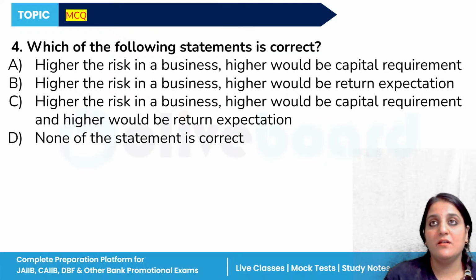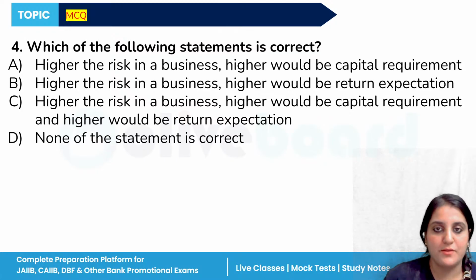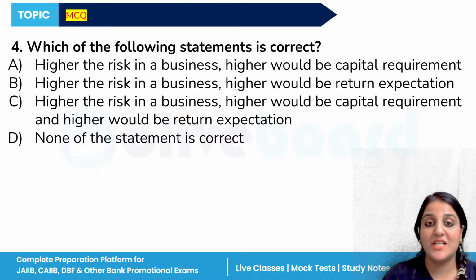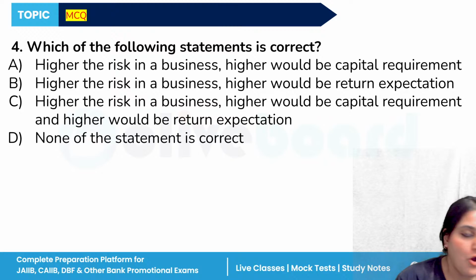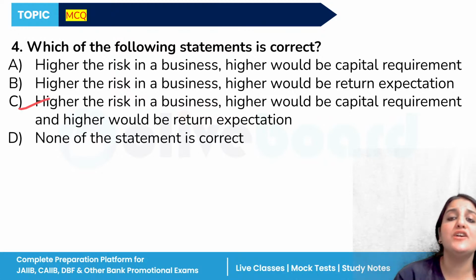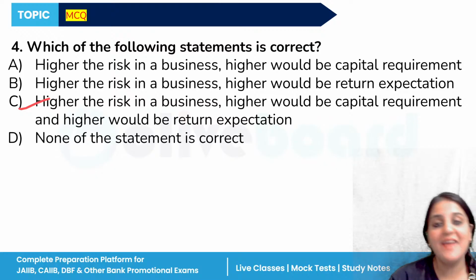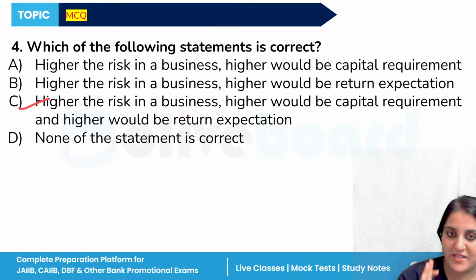Clearly, if we carefully read the options, the correct option here is option C. That is, the higher the risk in business, the higher the capital requirement, and the higher the return expectation.